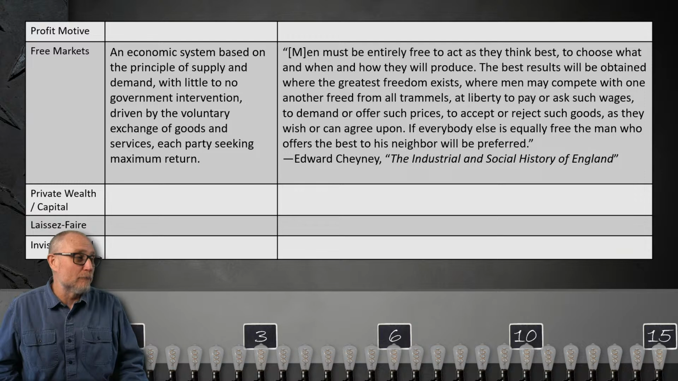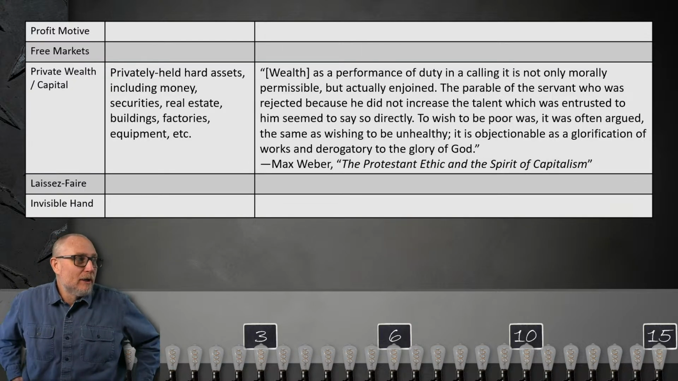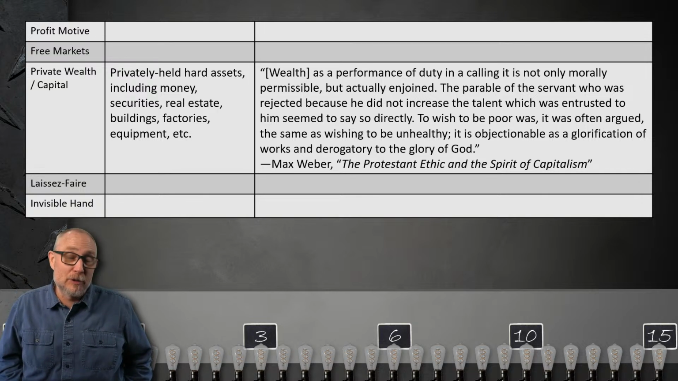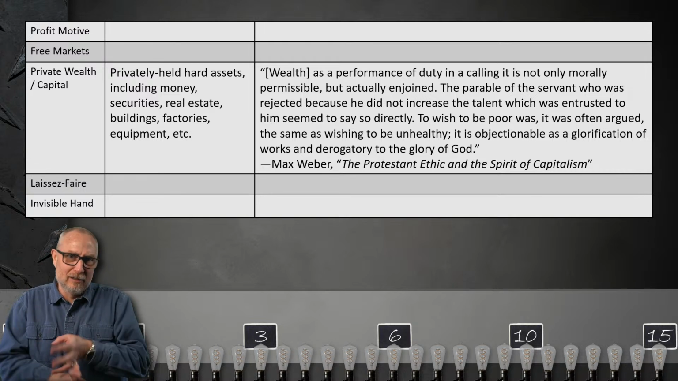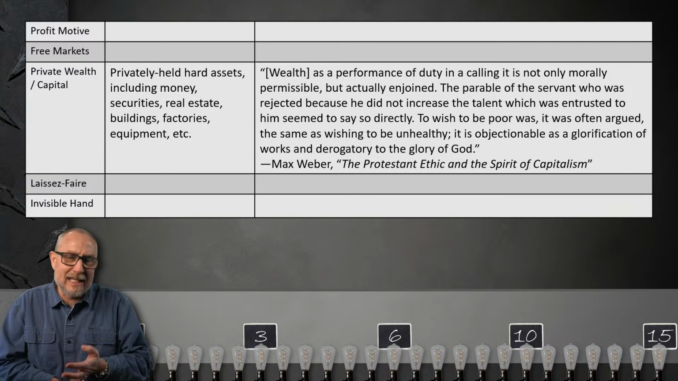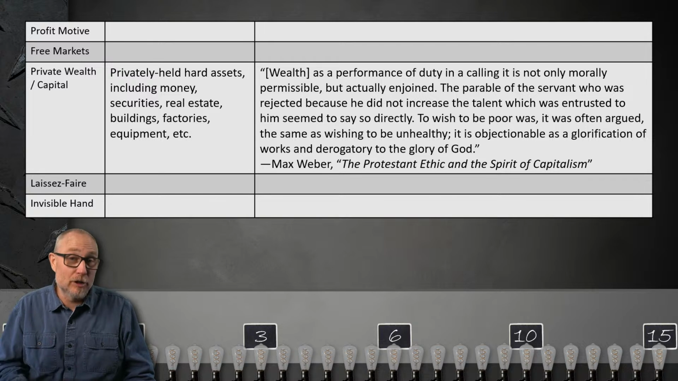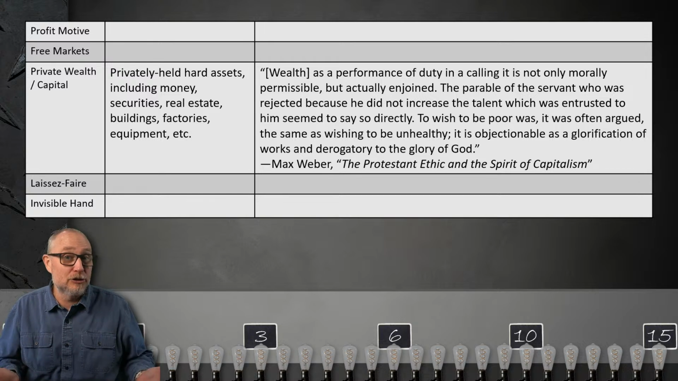Free market system. Okay. And then we talked about private wealth or capital. This is what we talked about when we talked about the Protestant work ethic. Remember, if you're going to work hard and not spend the money and live a frugal, ascetic lifestyle and so forth, you're going to make a lot of money. What are you going to do with this money? You're going to invest it. That's what you are commanded to do.